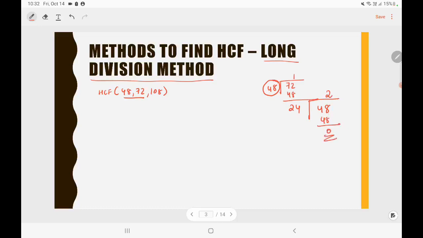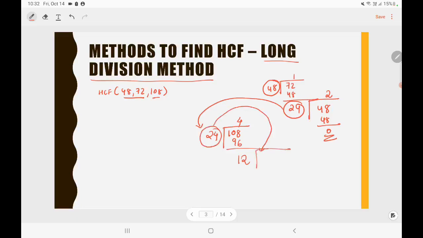So once you get 0 as a remainder, you need to take the third number. So here third number is 108. Now you need to divide 108 with the latest divisor in the previous step, that is 24. So you need to divide 108 with 24. Now 4 into 24 is 96. You will get 12 as the remainder. Now you need to take this divisor as the dividend in this step. Okay, so that is you need to take 24 here. Then 2 into 12 is 24. You will get 0 as the remainder.